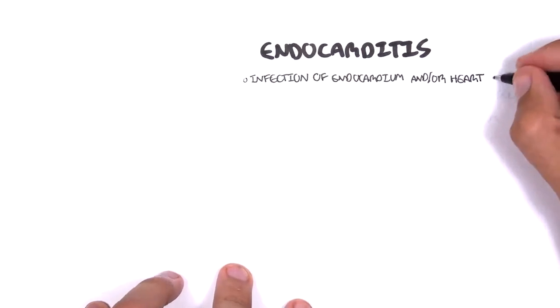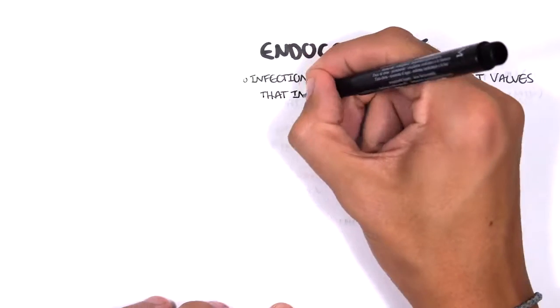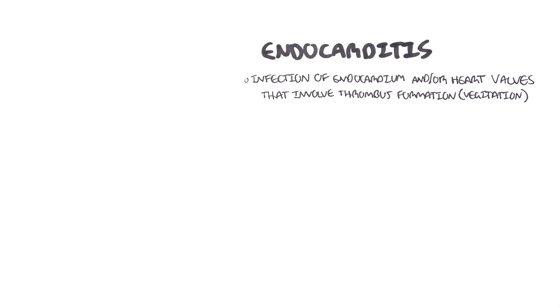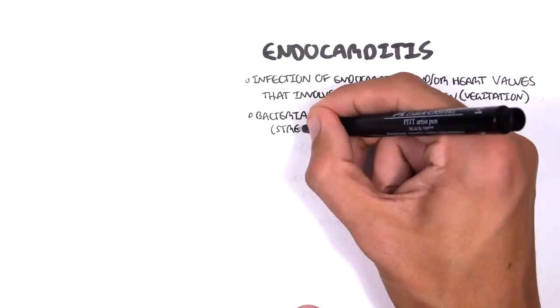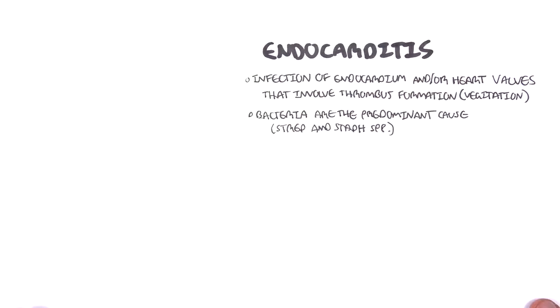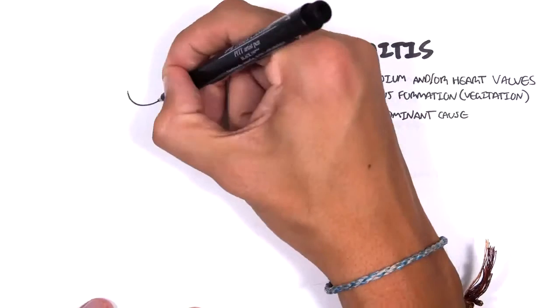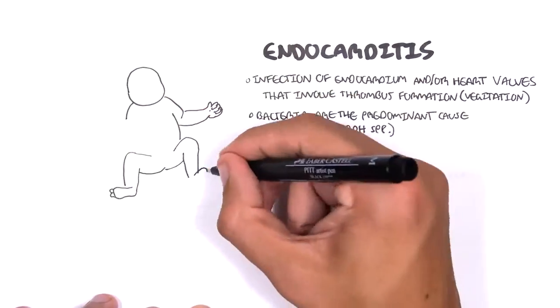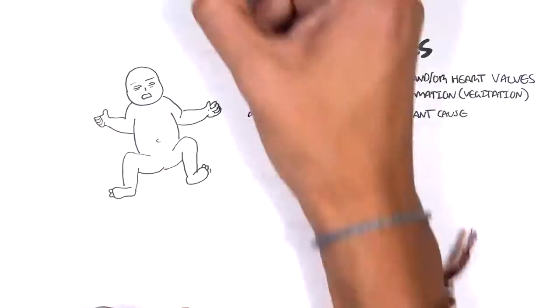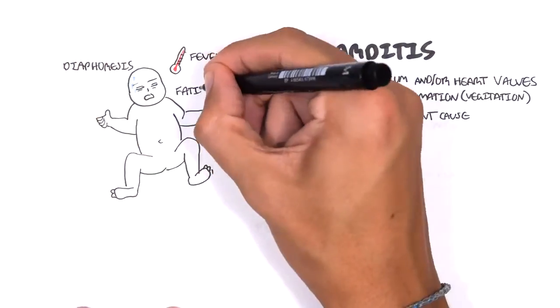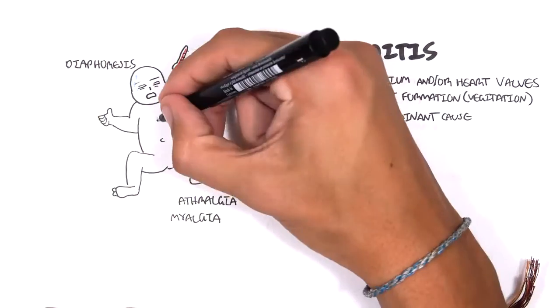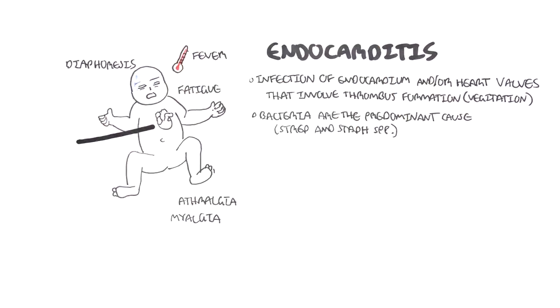Endocarditis, which is inflammation of the endocardium and or heart valves, which typically involve thrombus formation known as vegetations. Now, the cause of endocarditis and these vegetative growths are bacteria, specifically Streptococcus species and Staphylococcus species. Signs and symptoms are that of infection, such as fever, diaphoresis or sweating, fatigue, arthralgia, and or myalgia.